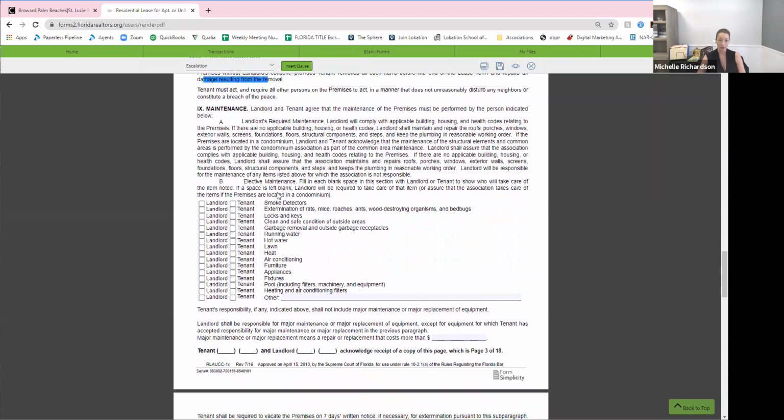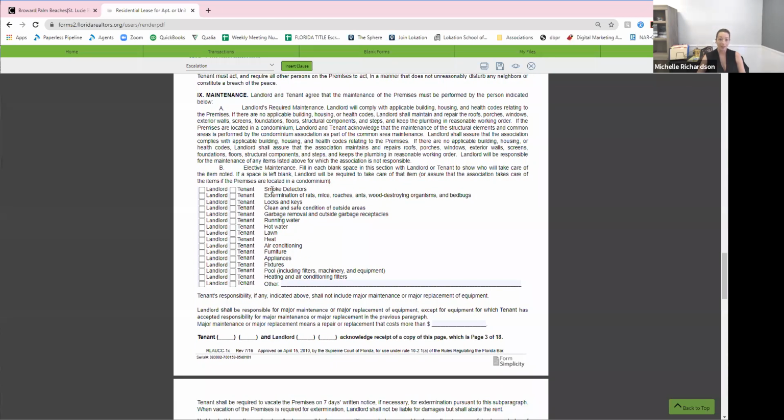Maintenance, very important here. Landlord and tenant agree that the maintenance of the premises must be performed by the person indicated below.